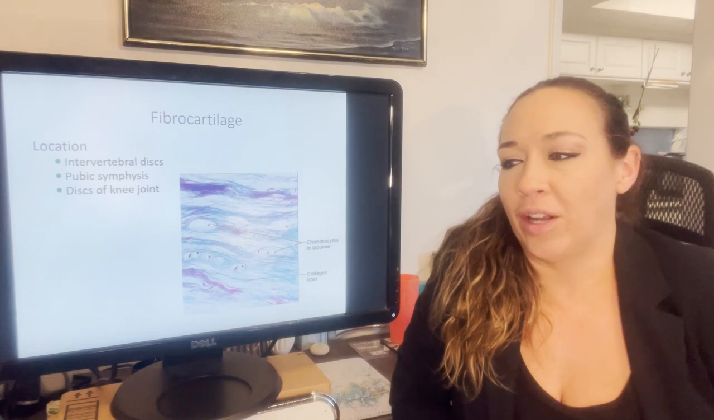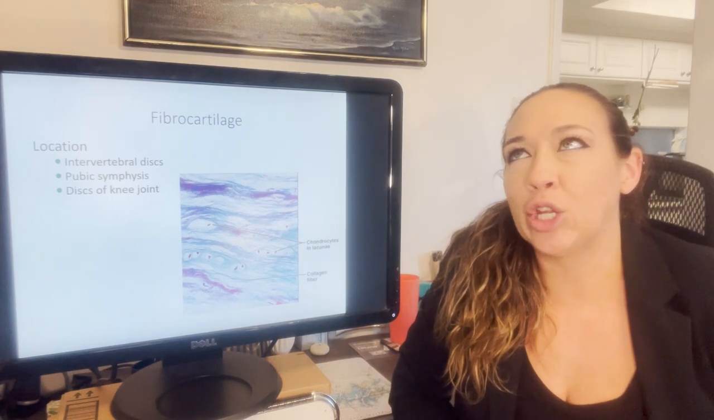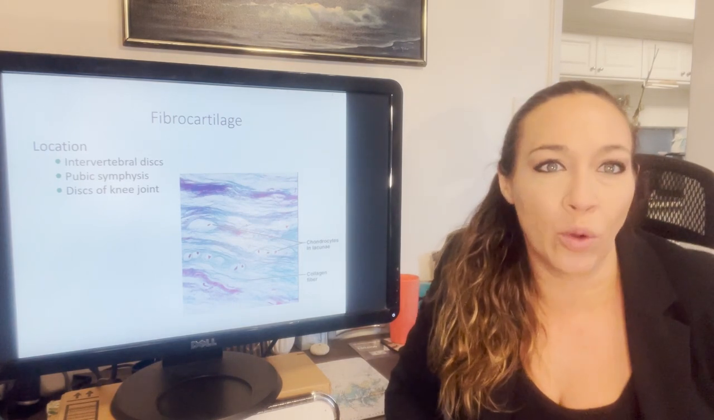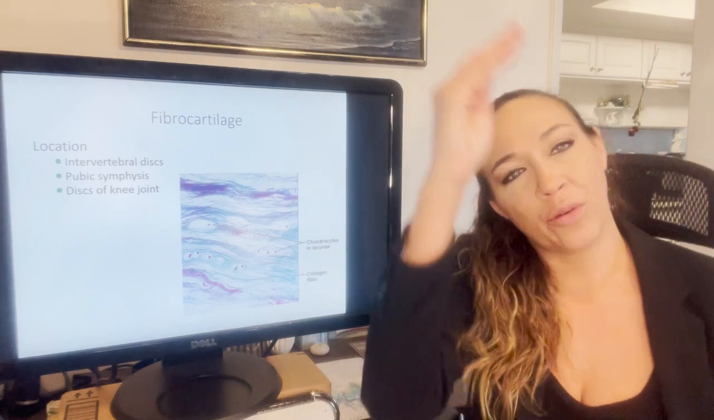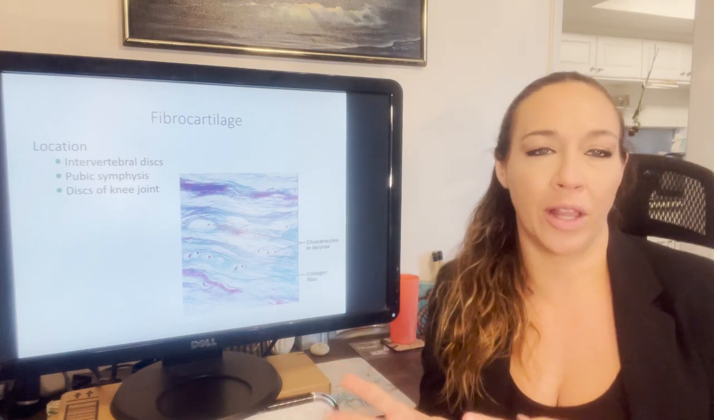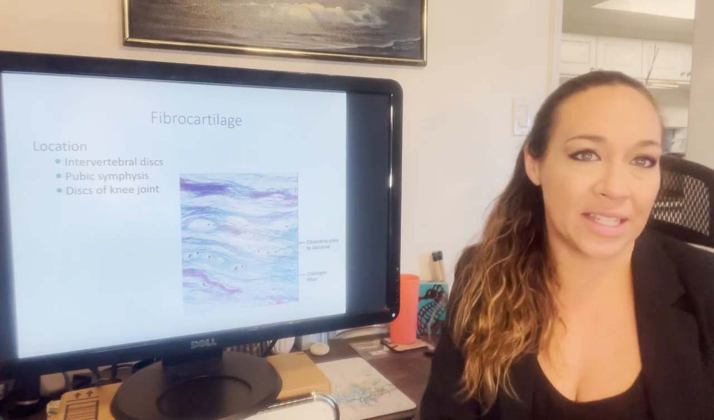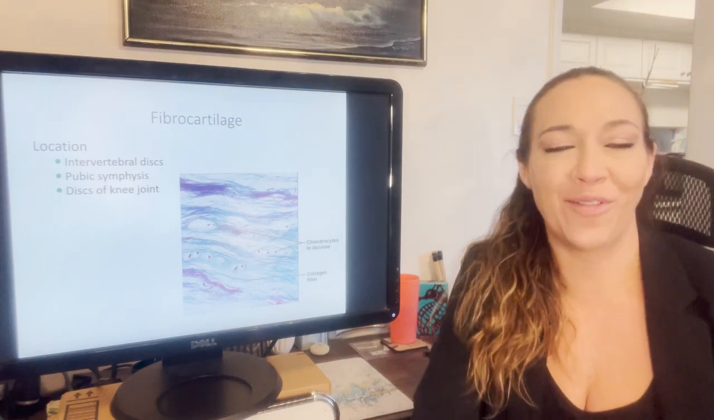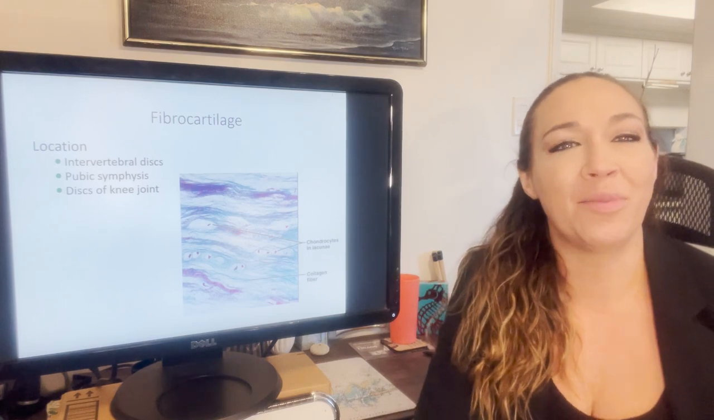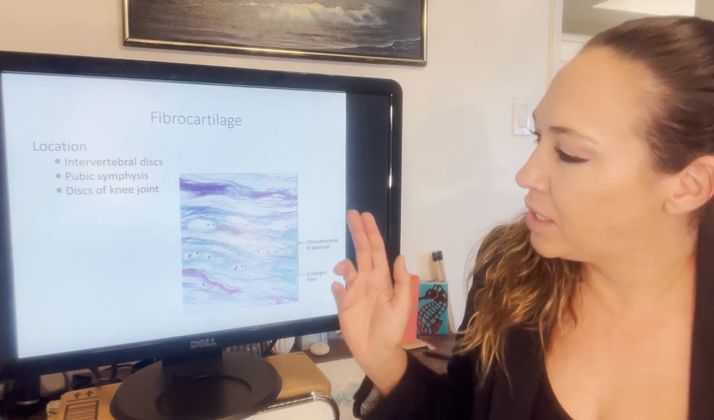Now, fibrocartilage, this is basically going to be found in your intervertebral discs. So in between your vertebrae, you're going to have this fibrocartilage. Also in your pubic symphysis, and also the disc of your knee joint, that's all going to be fibrocartilage. Now, you can see this right here.